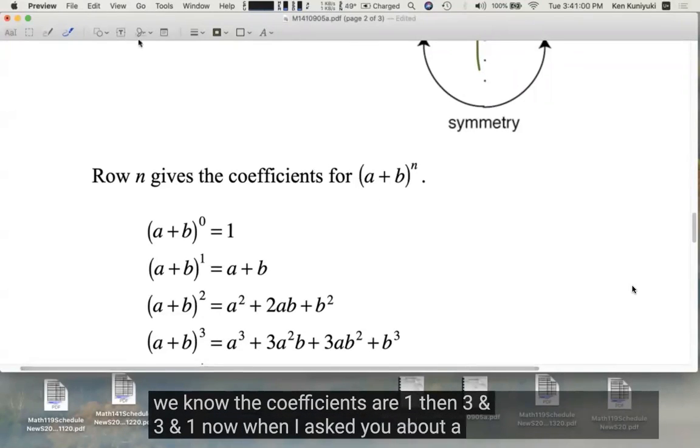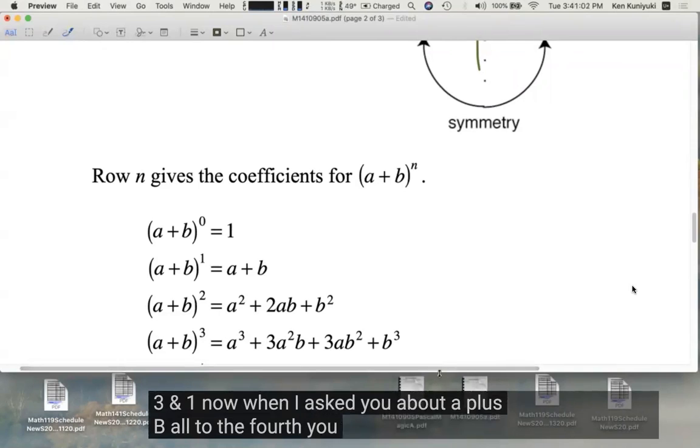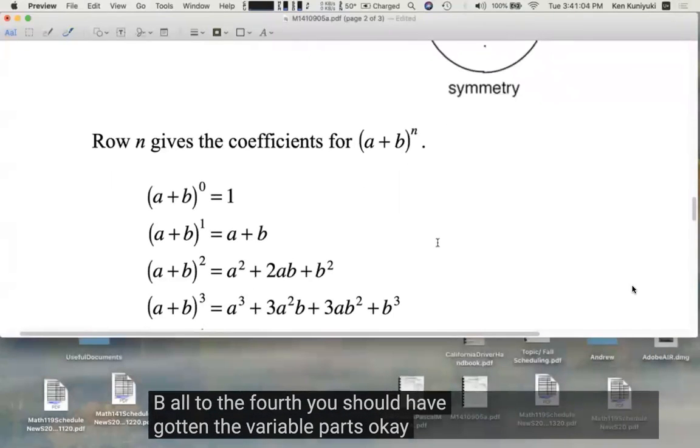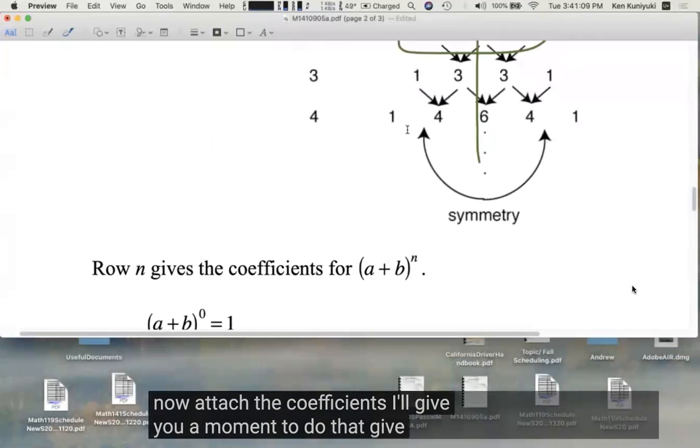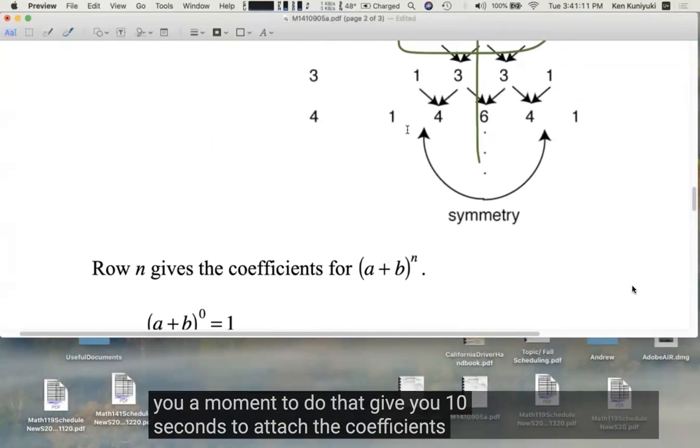Now, when I asked you about a plus b all to the 4th, you should have gotten the variable parts. Now attach the coefficients. I'll give you a moment to do that. Give you 10 seconds to attach the coefficients.